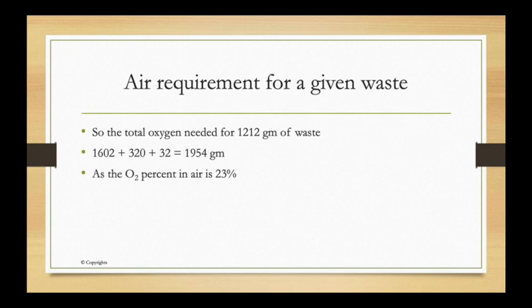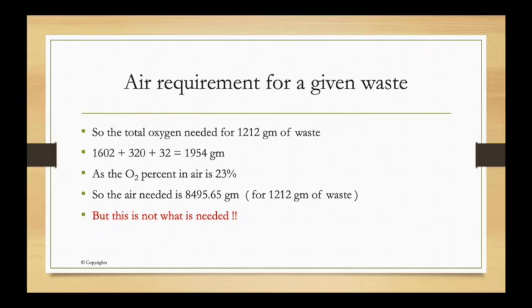Now, this is the amount of oxygen needed. However, we need to compute the amount of air needed. So, we will need to divide this amount by 23%. After doing so, the air needed is 8,495.65 grams of air for the combustion of 1,212 grams of waste.